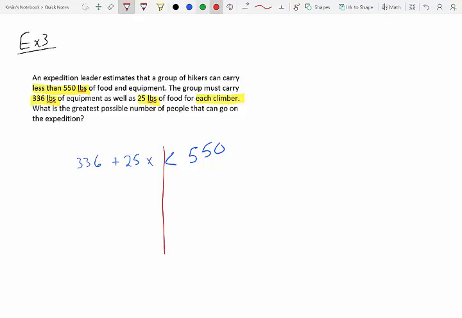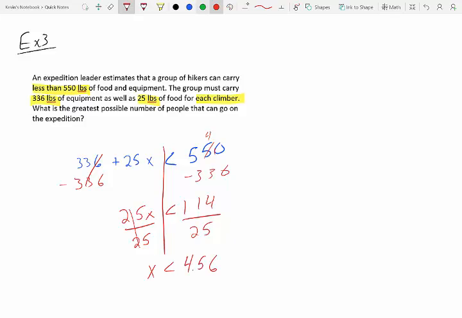And then I would go ahead and solve this, and I would have to subtract 336 from both sides. And I get 25x is less than 114. I'm going to get 25 away, so I divide by 25, divide by 25, and I get x is less than 4.56. Now I can't have part of a person, so what is the greatest possible number of people that can go on the expedition? I have to round that down, so 4 people is our answer.